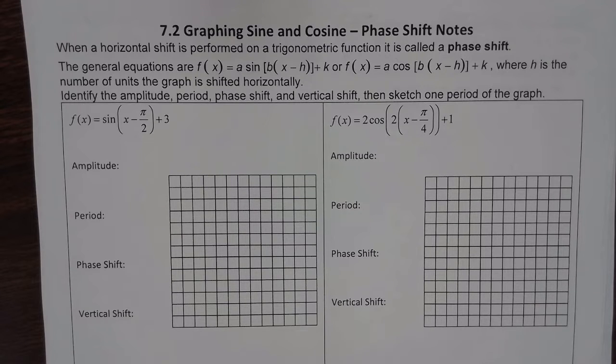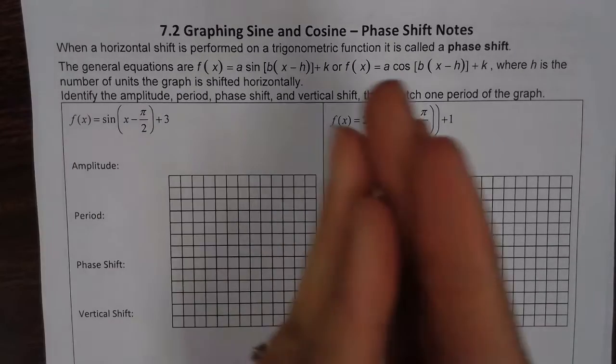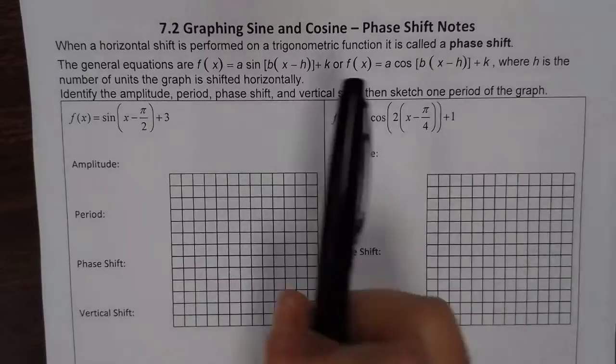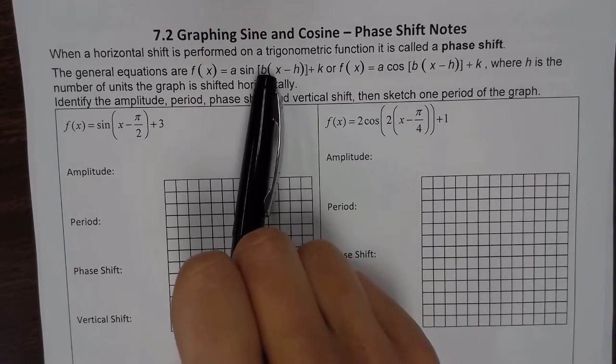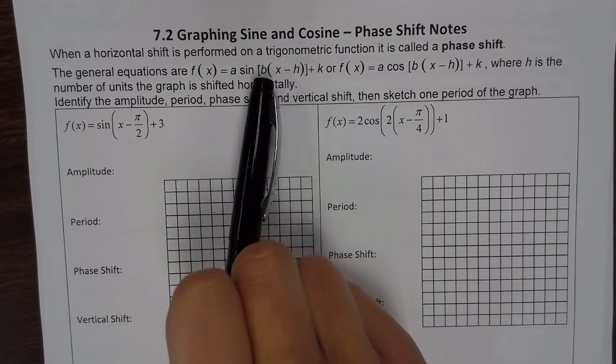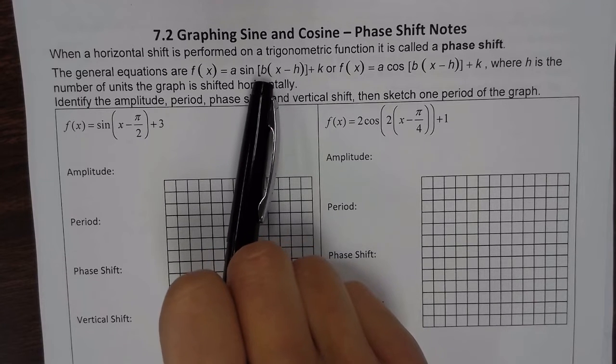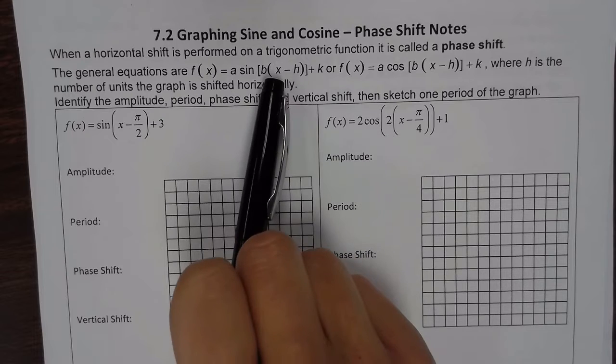All right, today we are graphing sine and cosine again, but this time we're doing phase shifts. So what that means is that we are going to move it left or right. Now, if you look, our B is on the outside here. So if we do not have the B in parentheses, we're going to have to factor that out for the B.